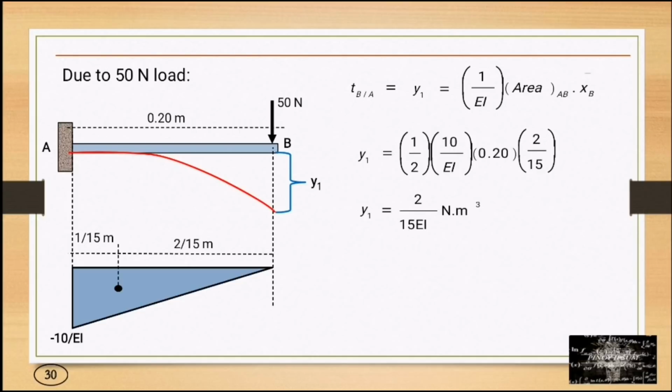The unit is newton meter raised to 3. So y1 is equal to 2 times 1000 raised to 3 all over 15 times EI. So y1 is equal to 1.6 mm.